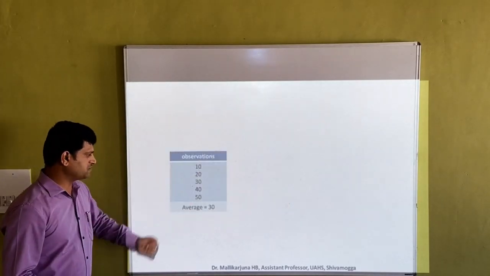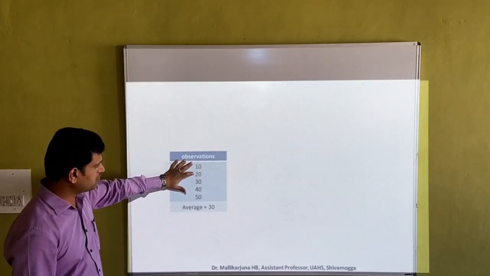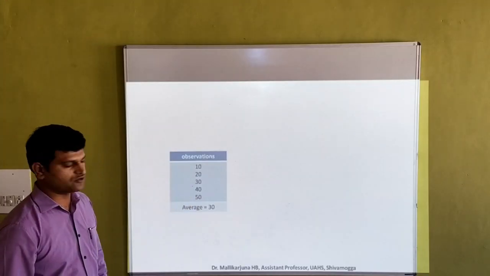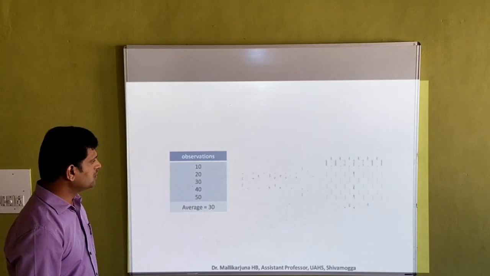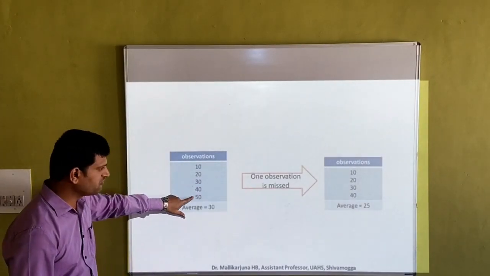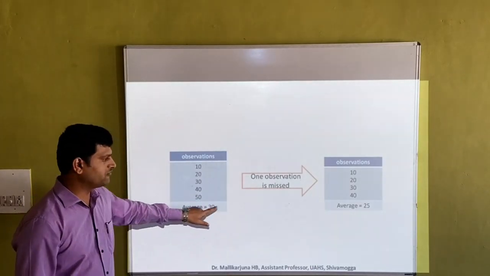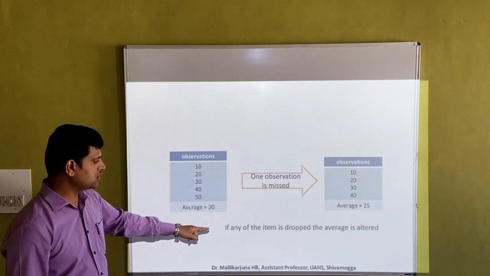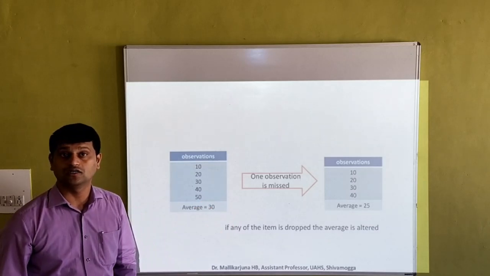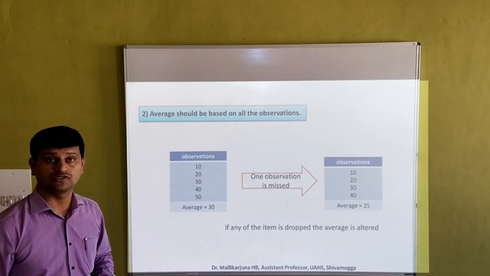Consider a set of 5 observations: 10, 20, 30, 40 and 50. Adding those observations and dividing by 5, the number of observations, the average is 30. Consider another set of observations where I have missed one observation, 50. The average is 25. So because of one missed observation, the average is changing. Hence, if any one item is dropped or missed, the average is altered. Hence, the average should be based on all the observations.